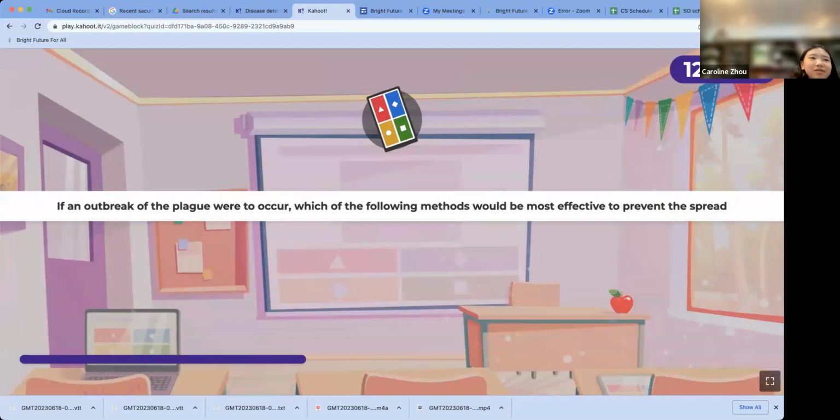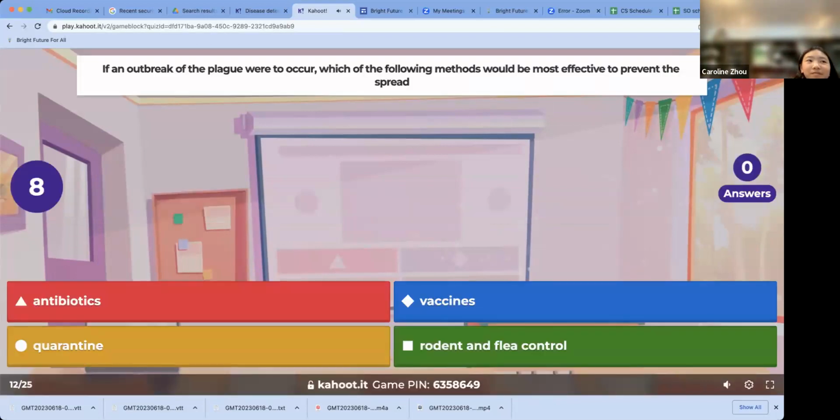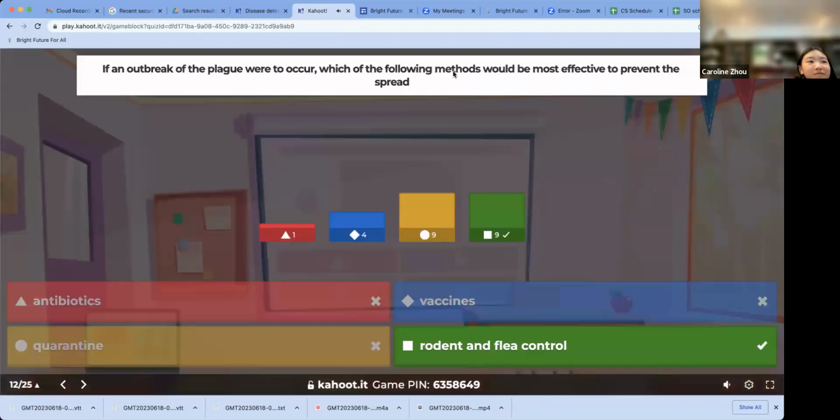If an outbreak of the plague were to occur, which of the following methods would be most effective to prevent the spread? Yeah, so the most effective would be to cut off the plague at its source. I guess quarantine wouldn't be as effective because it would take a long time to work efficiently.